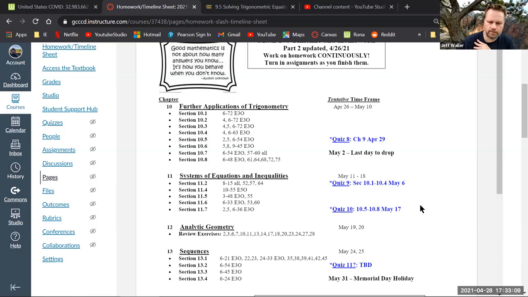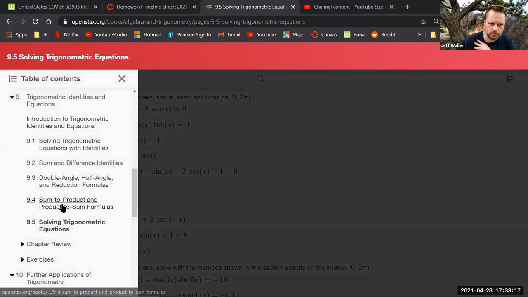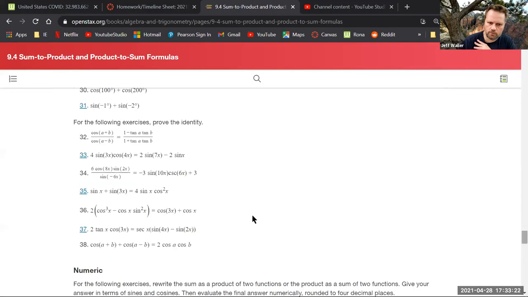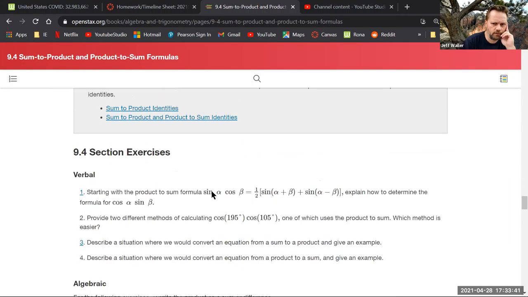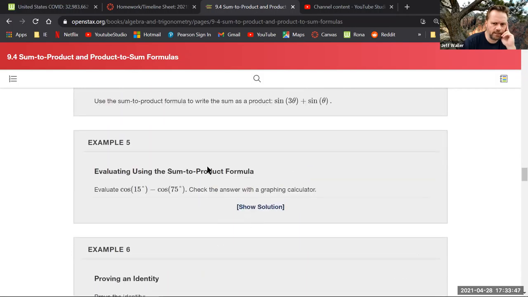All right. I have a question from 9-4, and it's in regards to a section, so it doesn't really matter which one. But it's like 23 through 26 on section 9-4. Can you see it? Yep. So right now it's a product of two trig functions, right? So this is the thing about sum to product and product to sum. So it's kind of gross trying to go through this.